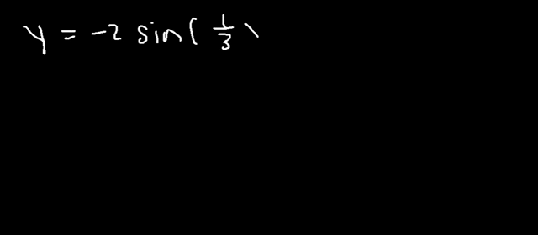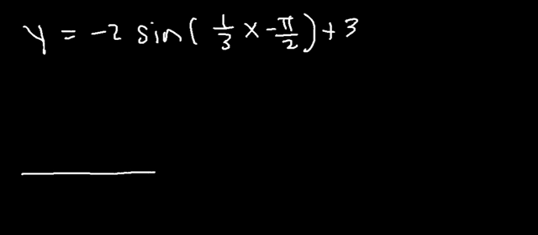Now let's try one more example. So let's say y is negative 2 sine of (1/3 x minus pi over 2) plus 3. Okay, so most of the graph will be on the first quadrant, so I'm going to draw it like this.